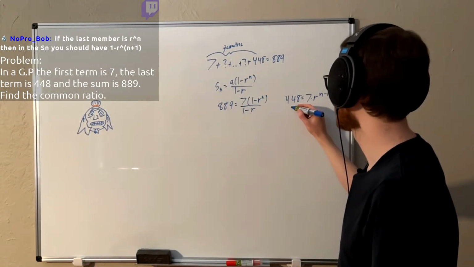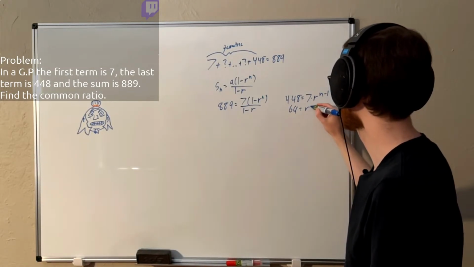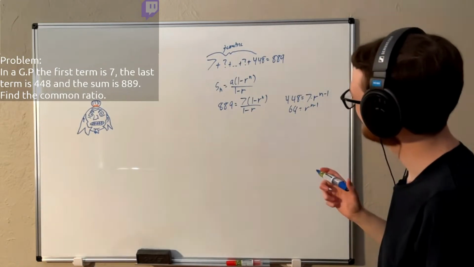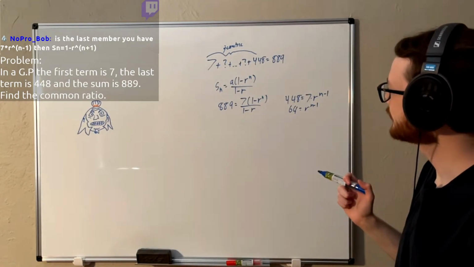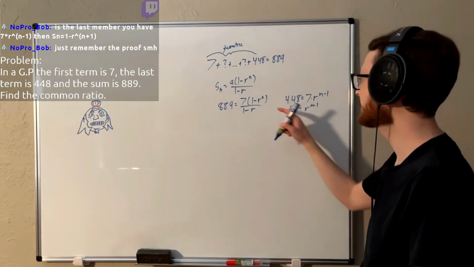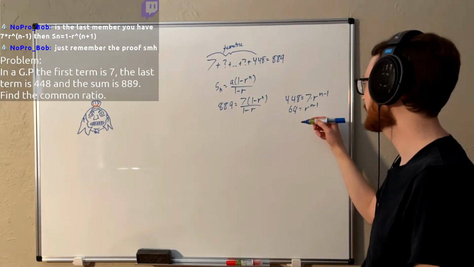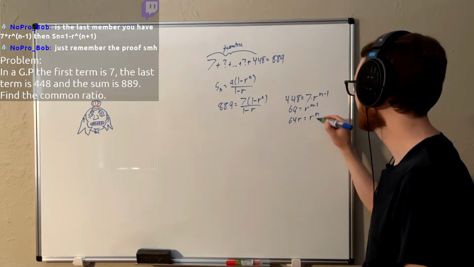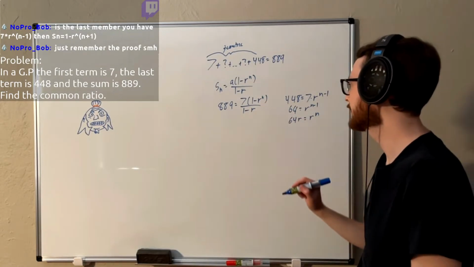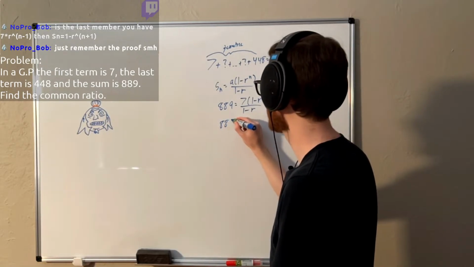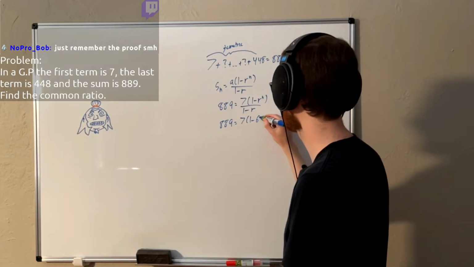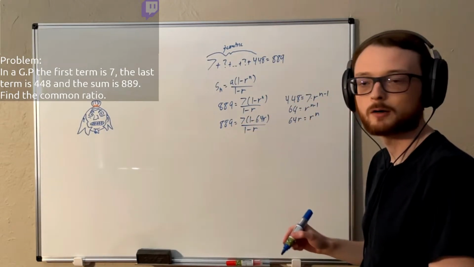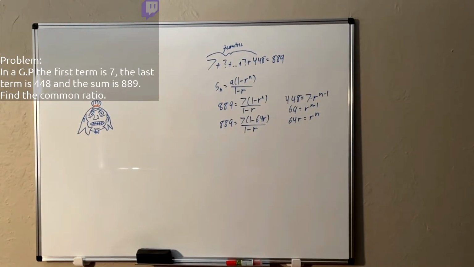All right, so we divide the 7 over to get 64 equals r to the n-1. Wait, that's not good. No, it is good. We can multiply each side of this equation. We have an r to the n here, but we're stuck with an r to the n-1 there. So I'm going to multiply each side through by r to get 64r equals r to the n. And now we can plug this in over here: 1 minus 64r over 1 minus r. Now we can solve this equation for r, and I think that's the answer to the question.